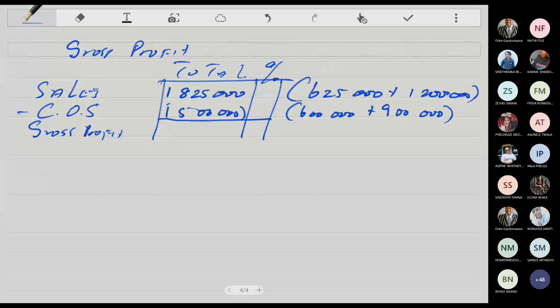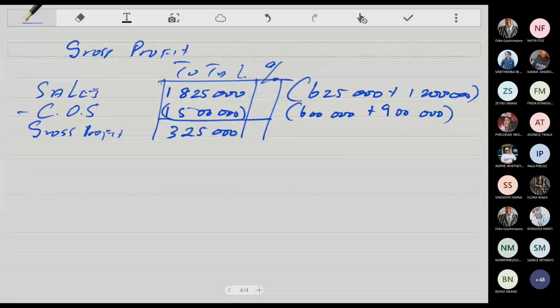Then you take your sales of 1,825,000 minus 1,500,000. That gives $325,000. That's our gross profit, the combined gross profit.